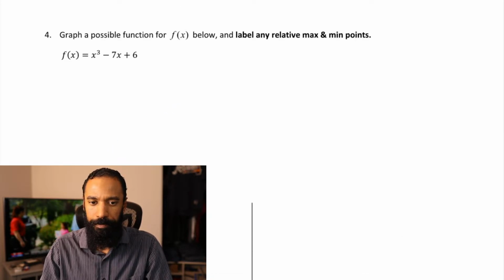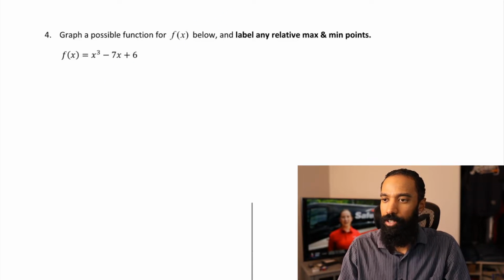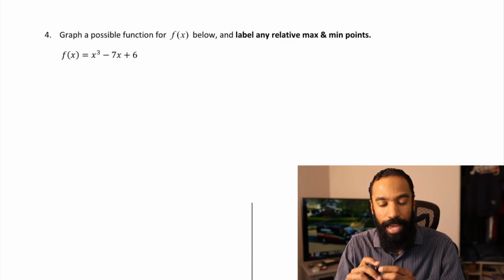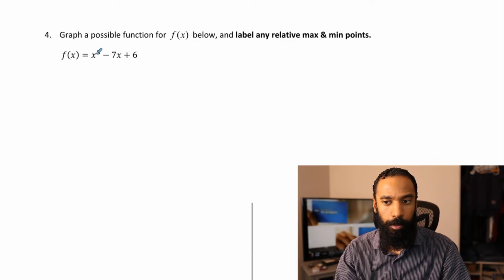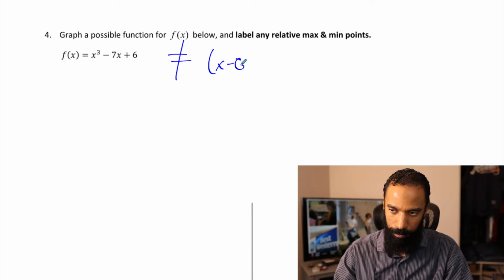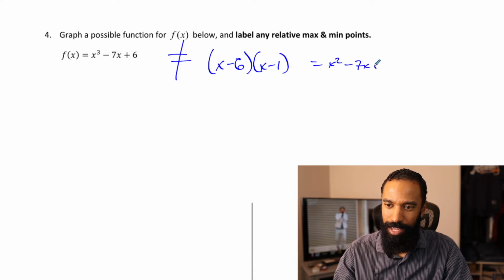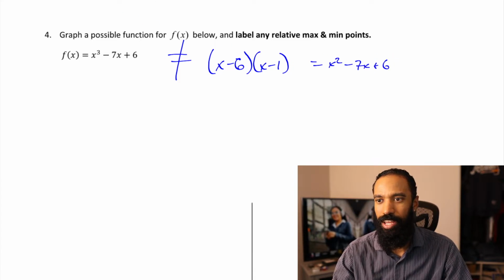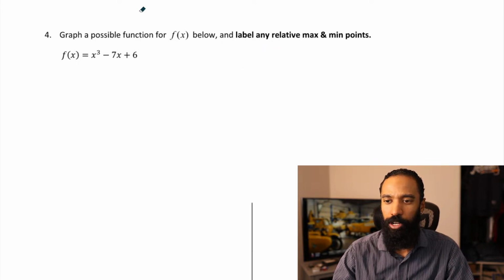But this time, we have standard form. So it's not factored this time anymore, and I really need that factored form to get my x-intercepts. I need to set x equal to 0. This is a cubic, not a quadratic. This is not equal to x minus 6 times x minus 1. No, that's x squared minus 7x plus 6. Totally different story. That is not a typo. That is a cubic. Not being a special cubic, no factoring by grouping, nothing like that.